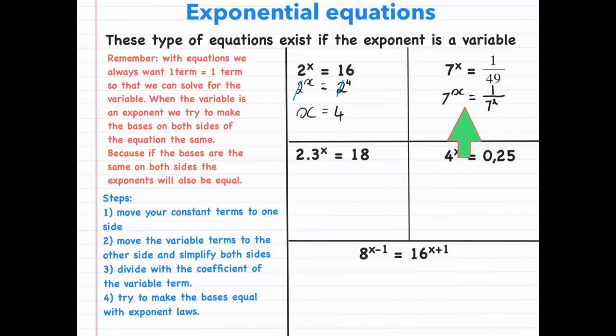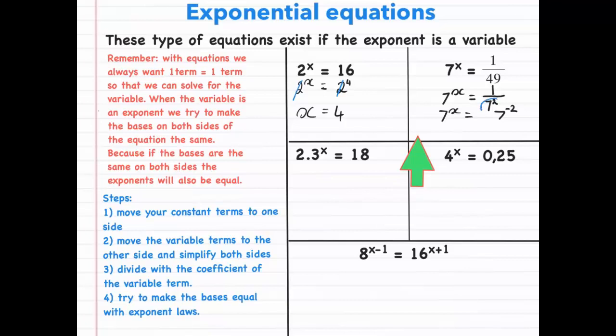Now, this is still not a 7. Now I can take all of this and I can rewrite it as a 7, because I can say that 7 to the power of x is the same as 7 to the power of negative 2.